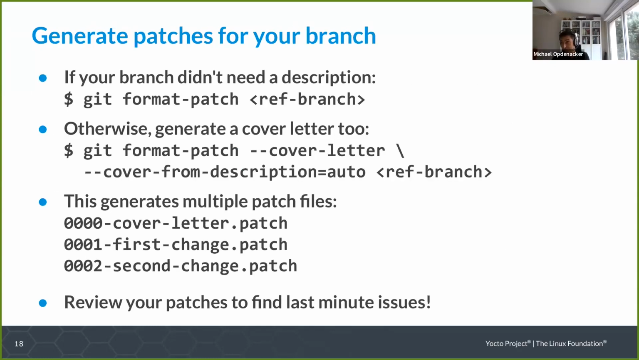And then you can generate patches for your branch. So if your branch didn't need a description, just git format-patch and the ref branch, so that would generate patches against that branch. Otherwise, generate a cover letter too. And if you prepared the description, I would use --cover-letter. Well, --cover-letter just generates an empty cover letter. But if you did add a description to your branch, with --cover-from-description, especially if you set it to auto, it will generate that patch cover letter with the contents you specified before, including the first line as a subject line. And that's what auto does.